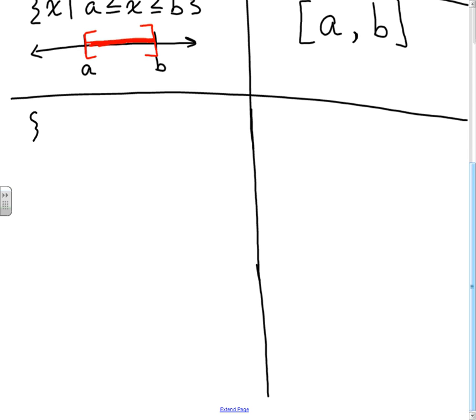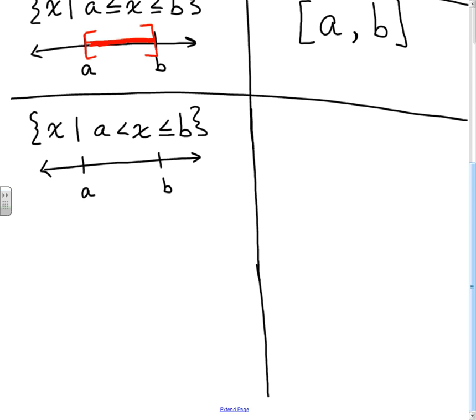So what if you had all values of x such that x is greater than a and less than or equal to b? On a graph, we would have the interval from a to b, but a would not be included, so we use a parentheses. b is included, so we use a bracket, and the answers are found everywhere in between.